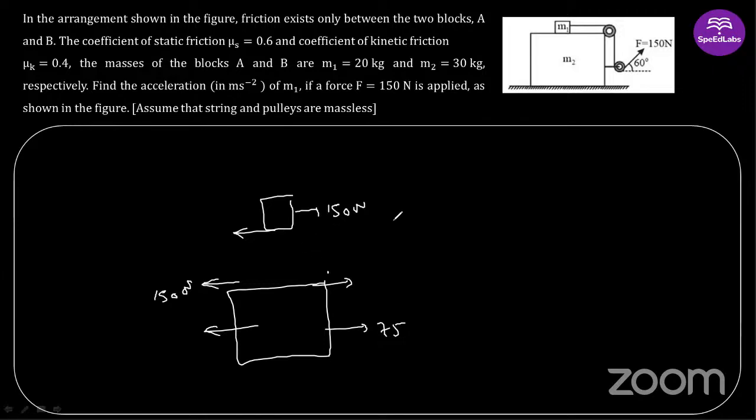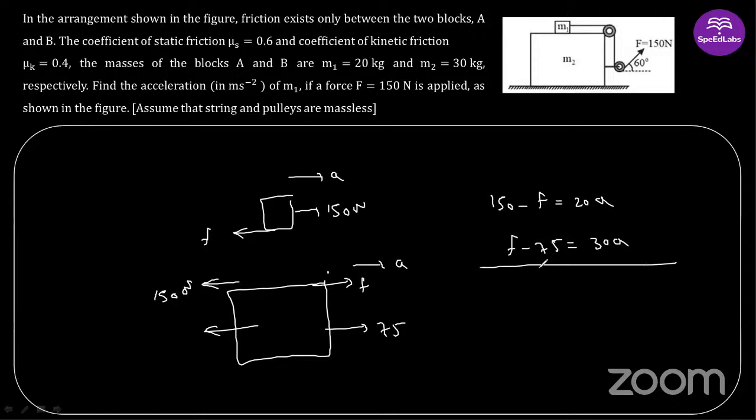So if they are moving with the same acceleration, let us assume they both can move with the same acceleration within the limit. Let us say this is F, this is also F. I'll write that 150 minus F is equal to M1A, which is 20A. And for this, the friction plus 75 minus 150, that is friction minus 75, is equal to 30A. So if you calculate, F cancels and this is just 75 is equal to 50A, and acceleration is 75 by 50, cancel with 25. So that is 3 by 2, 1.5 meter per second square.